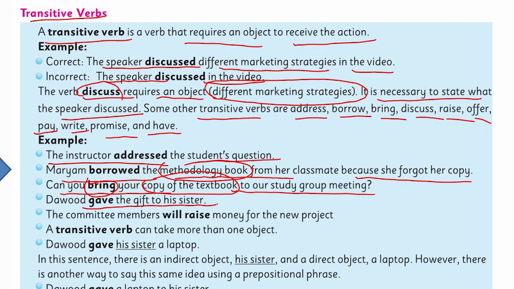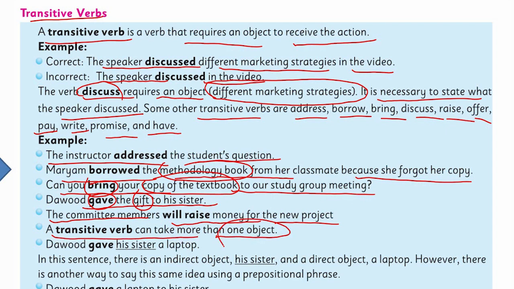Daud gave the gift to his sister. The gift is here, yes, the object. And gave is here what? The transitive verb. The committee members will raise money for the new project. A transitive verb can take more than one object.